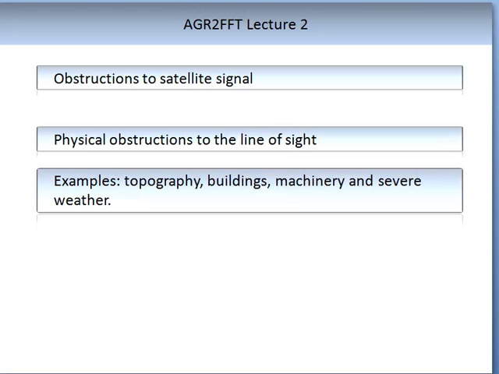There can be obstacles to the satellite signal. These include physical obstacles which disrupt the line of sight. Some examples of physical obstacles you need to be aware of are topography, buildings, machinery, and severe weather.